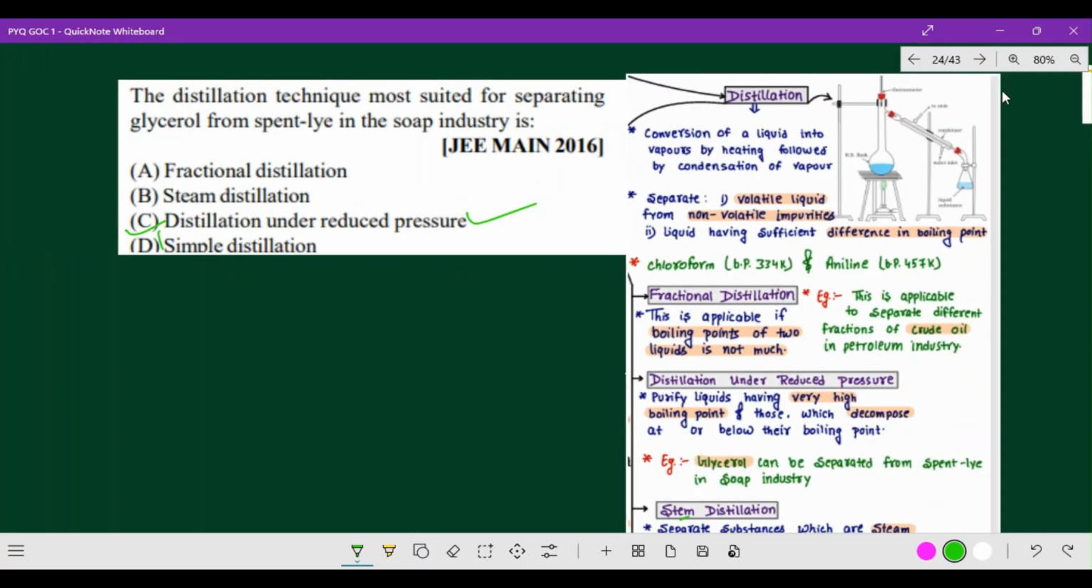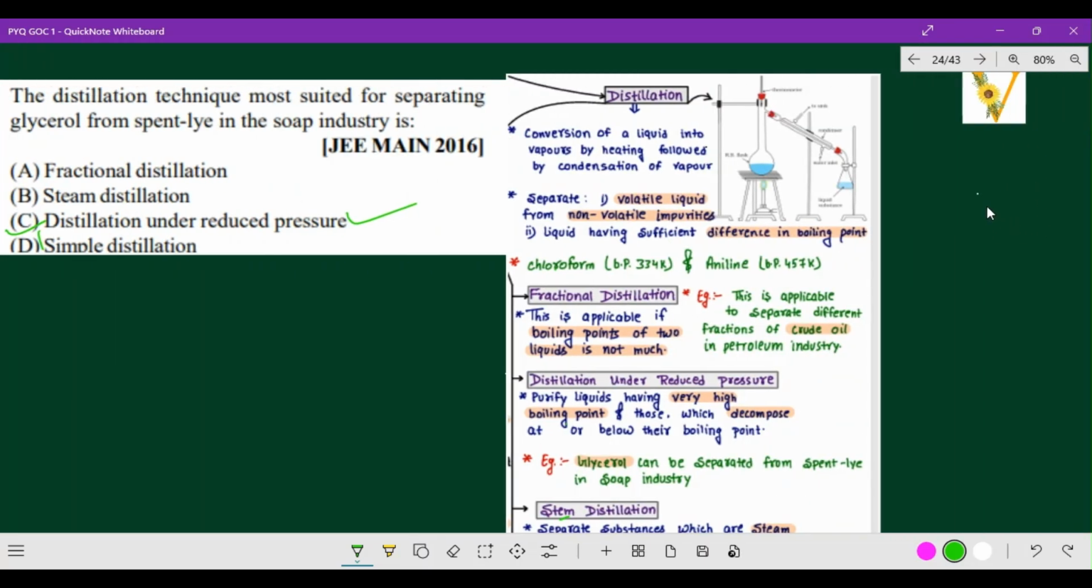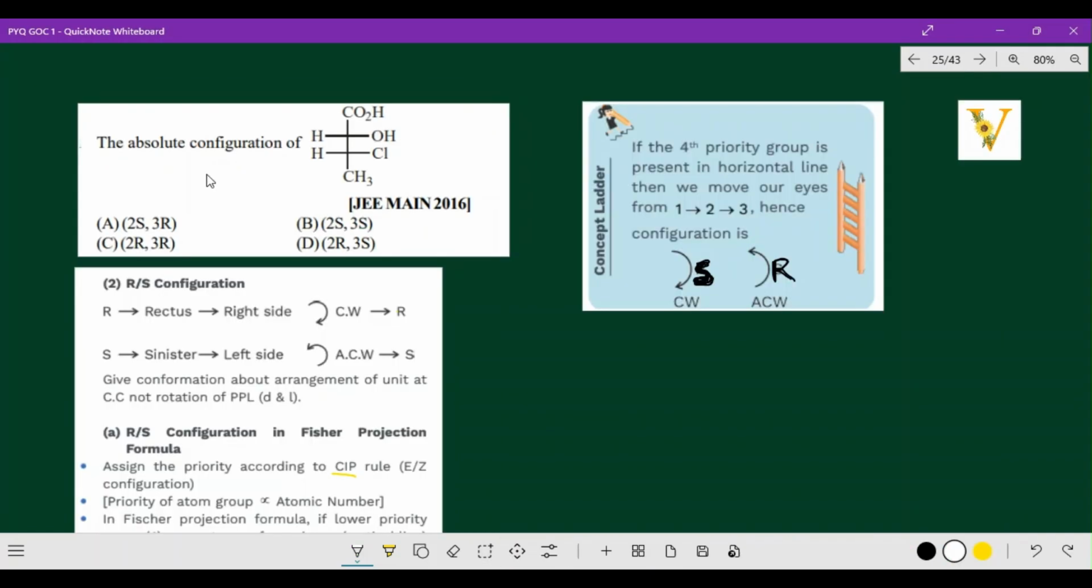Okay, now let's go for another important question. The next question: the absolute configuration of CHOHCOOH, CHClCH3. Now we have to identify which is the correct option. Before finding the answer, let us identify what we mean by RS configuration, and how we identify it, the complete idea and concept. Then only we can identify it very easily. Actually, this question is a hide and seek type question. Come on, let us go on hide and seek.